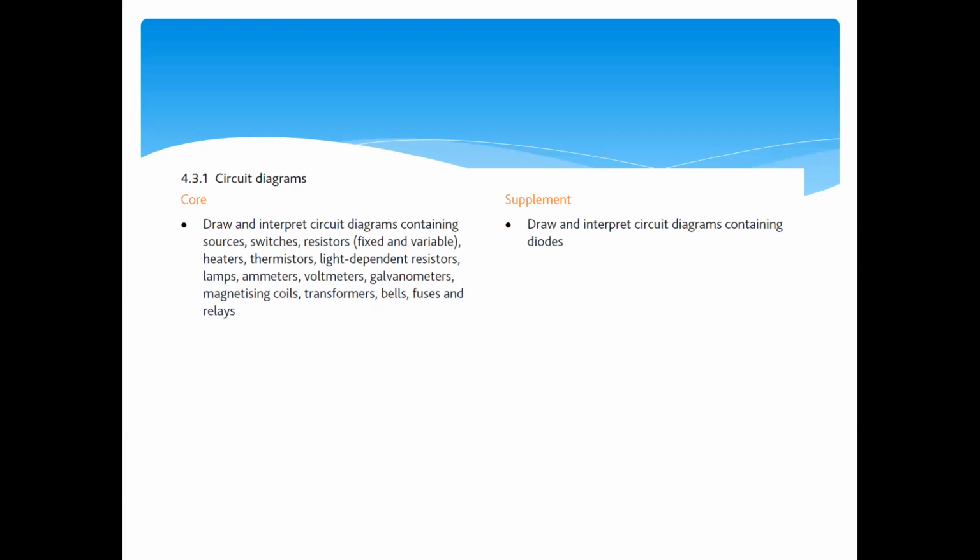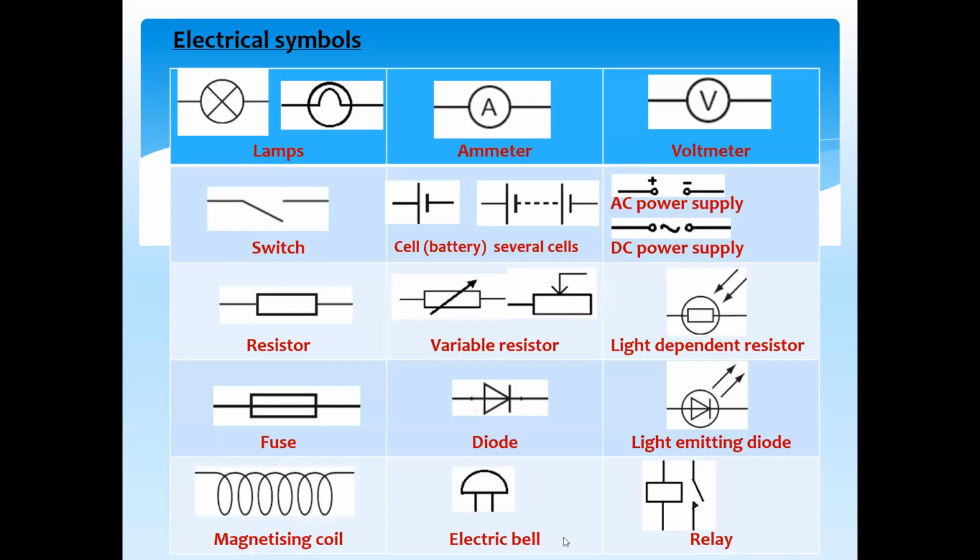Draw and interpret circuit diagrams containing switches, resistors, fixed and variable, heater, thermistor, light dependent resistor, ammeter, voltmeter, and draw and interpret circuit diagrams containing diodes. So these are some circuit symbols.